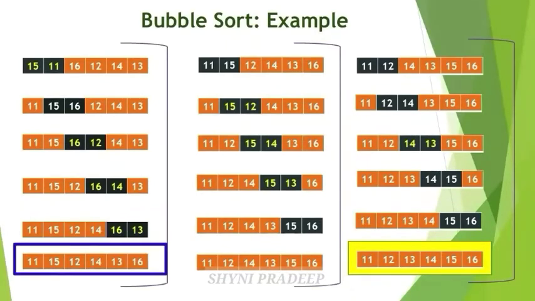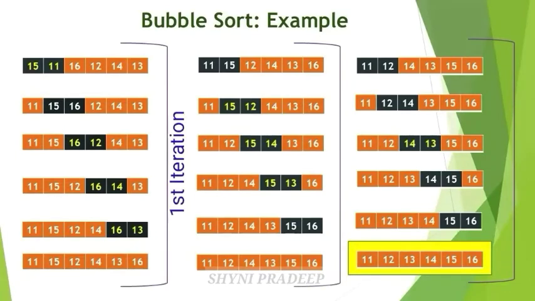See here, we have still not completely sorted, because these elements are not sorted till now. So now again we are going to start from the first element. This is called the first iteration. You can say it is the first iteration or pass one.